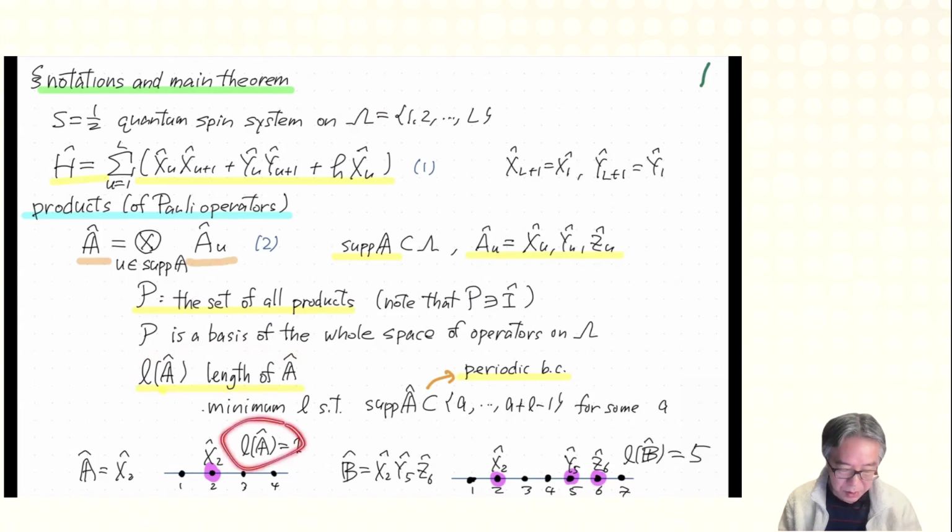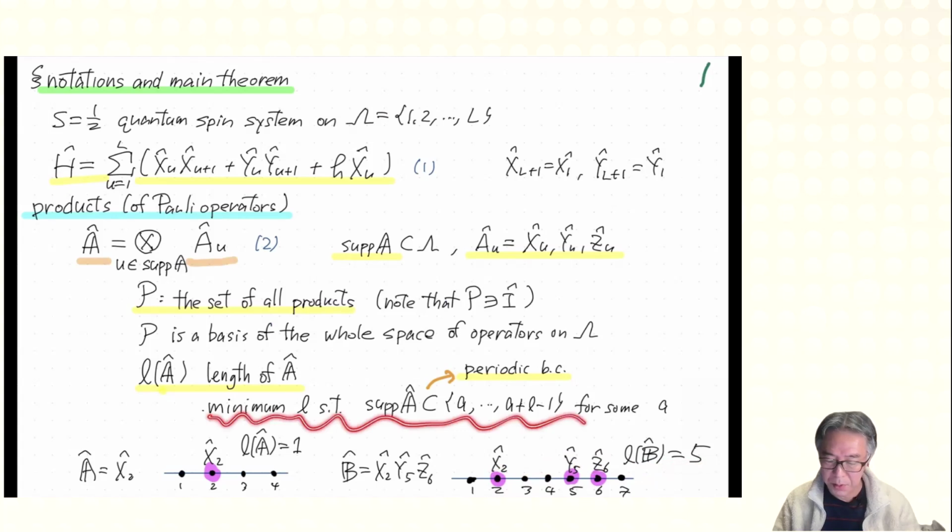Now this is a simple example. In this case, the length is 1. In this case, this consists of 3 Pauli operators, but we don't say that the length is 3. We should look at this connected region, which is covered by the support. And in this case, the length of this region is 1, 2, 3, 4, 5. So we say that the length is 5. A more abstract definition of this: the length is the minimum L such that the support of A satisfies this for some A. But anyway, I think this example will tell you what it is.